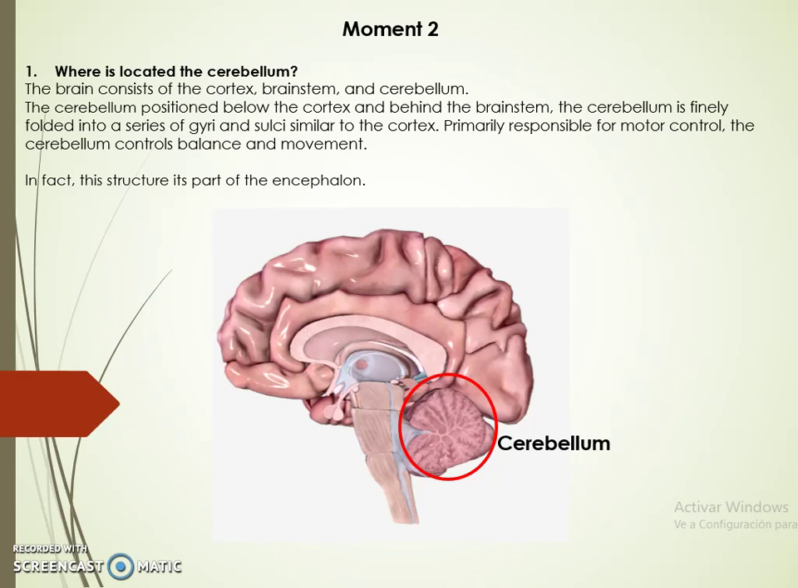Where is located the cerebellum? The brain consists of the cortex, brainstem, and cerebellum. The cerebellum is positioned below the cortex and behind the brainstem. The cerebellum is finally folded into a series of gyri and sulci similar to the cortex. Primarily responsible for motor control, the cerebellum controls balance and movements. In fact, this structure is part of the encephalon.